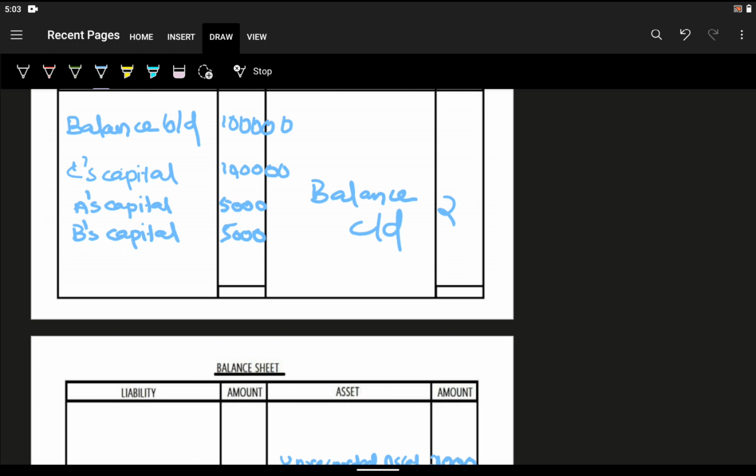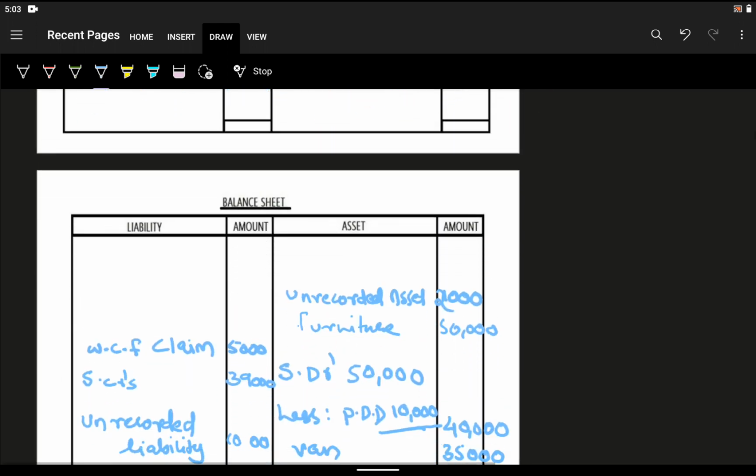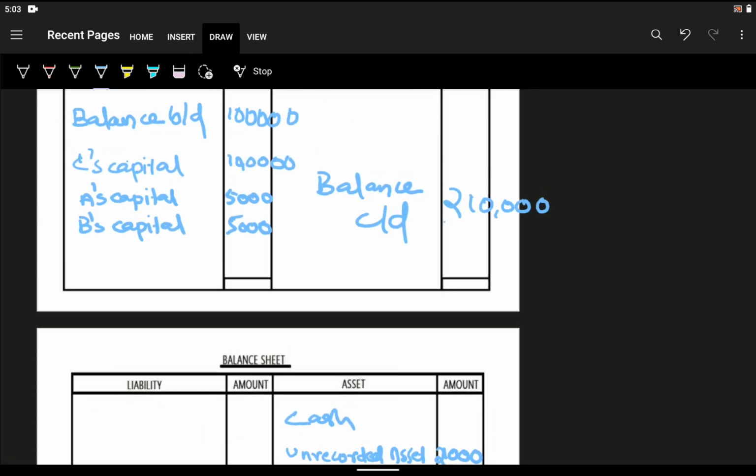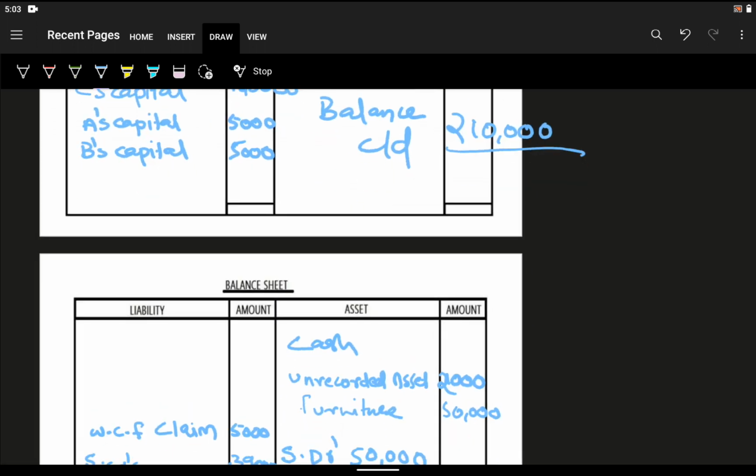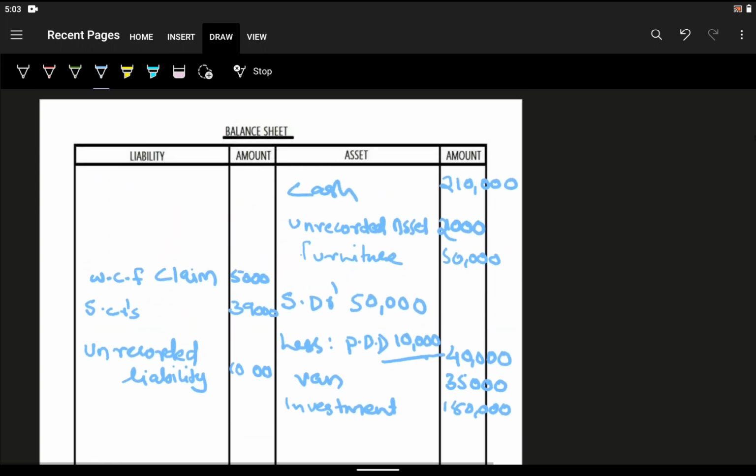So total 2 lakh 10,000 is the balance carried on. So we will complete our balance sheet. Other items we already wrote. Cash, how much? What is the new cash here? We got 2 lakh 10,000. So that we will write here, 2 lakh 10,000. And what else is there?